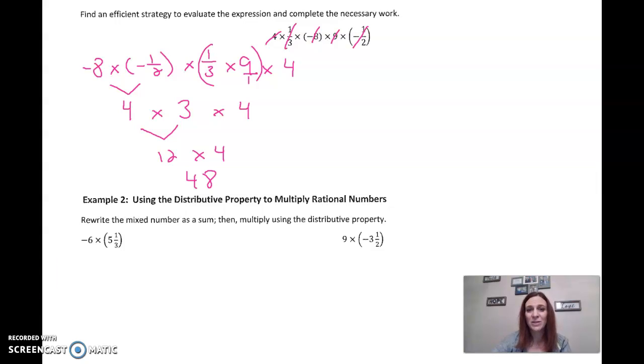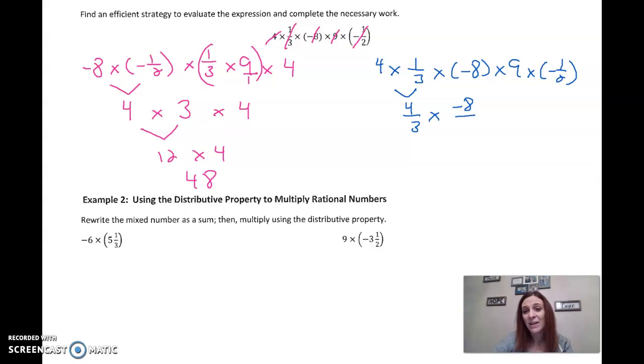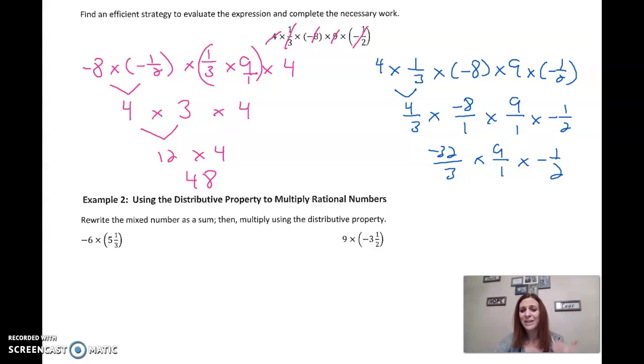If we want to do this a different way, and I'm not going to do it all this way out because it doesn't make sense to, we know we'll get the same answer. I'd have to go 4 times 1/3, which is 4 over 3, times a -8, and I have to write that over 1, times a 9, write it over 1, times a -1/2, and then I'd say, okay, well, 4 times a -8 is a -32 over 3. Look at that, none of us want to do this. This seems way easier. All right, so again, changing the order, putting grouping symbols in, that's making problems easier. So use those tools we have to make the problems easier to solve.